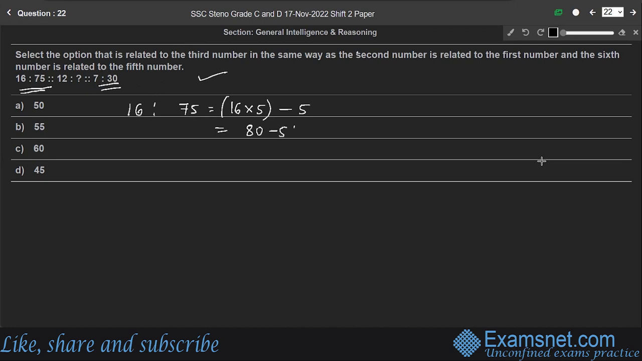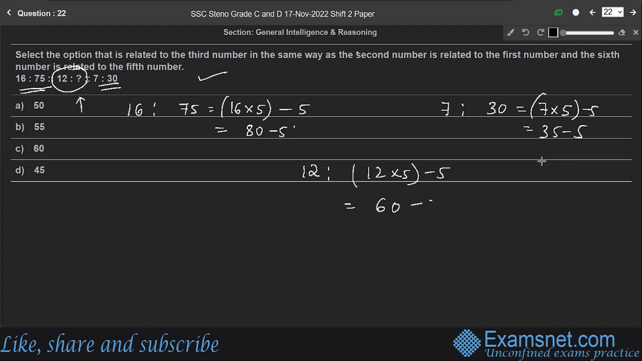We'll consider the last two numbers, 7 and 30. Here 30 can be written as 7 into 5, which is 35, minus 5. 35 minus 5 is 30. Therefore, first number into 5 minus 5 gives the second number. Therefore, to get the fourth number in the second cluster, 12 into 5 is 60, minus 5 is 55. Therefore, 12 is related to 55. Option B is the right answer.